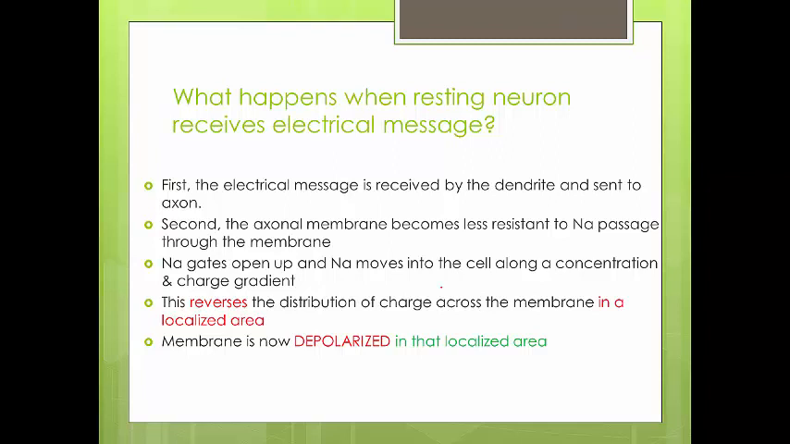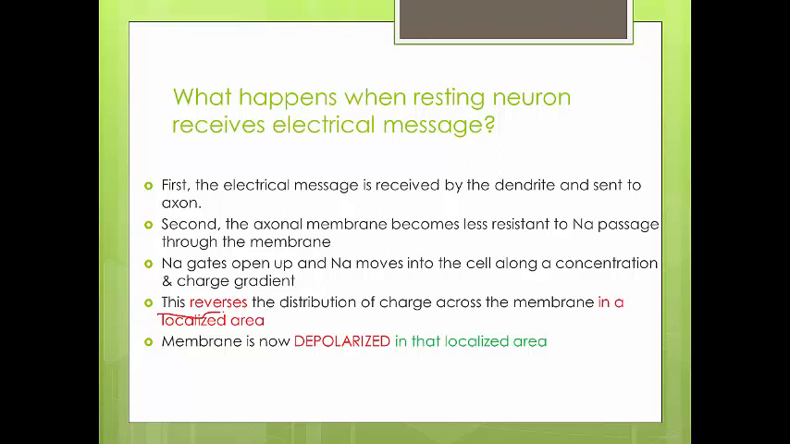And that is that once the axon has been communicated to by the dendrite and knows that there's an action potential, what happens is the axonal membrane becomes less resistant to the passage of sodium through the membrane. And this is done by opening up those sodium gates that I mentioned earlier, and then the sodium moves into the cell along a concentration gradient. And this has a really important effect on that resting neuron.